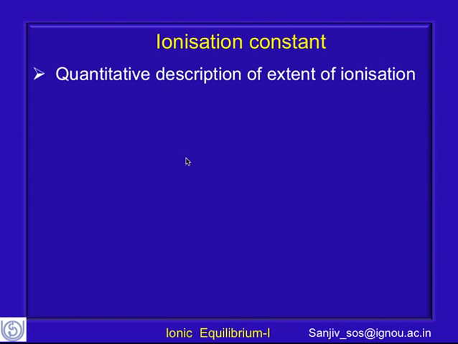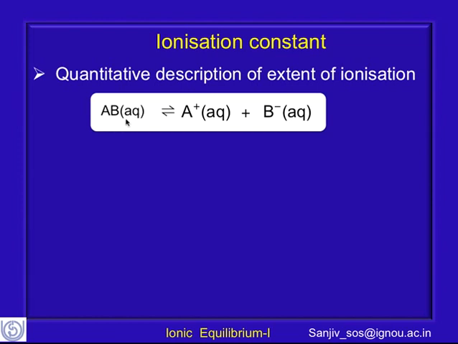Before we come to Ostwald's law, let's talk about the ionization constant. It's important because that is what we're going to use there. The ionization constant basically provides a quantitative description of the extent of ionization. That is the way we quantify ionization in the case of a weak electrolyte.